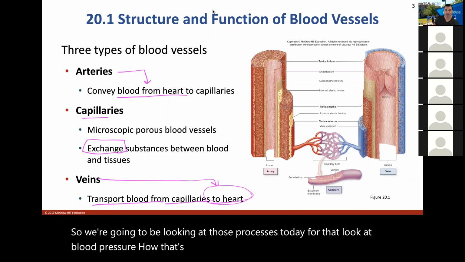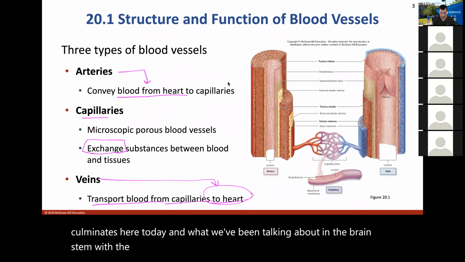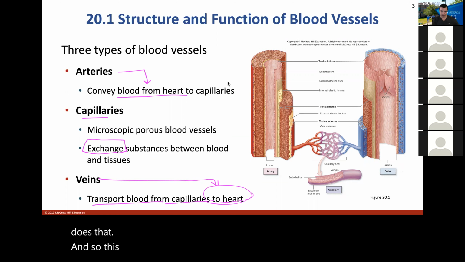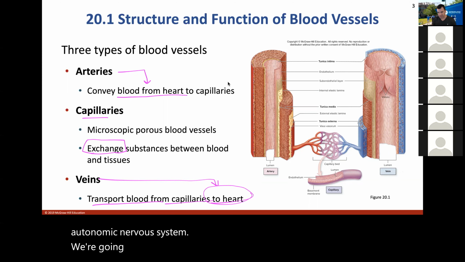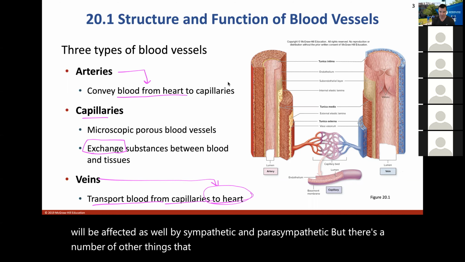So there's a lot that culminates here today from what we've been talking about in the brainstem, with the medulla and the pons. There's a lot we're going to talk about regarding regulating blood pressure today and how the body does that. This continues on what we looked at, how the heart gets affected by the body, parasympathetic and sympathetic, right? The autonomic nervous system. We're going to add a little bit more to that today, because obviously these vessels will be affected as well by sympathetic and parasympathetic. But there's a number of other things that can affect them as well.